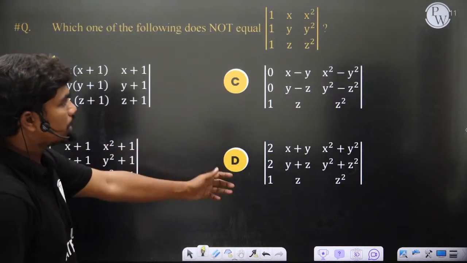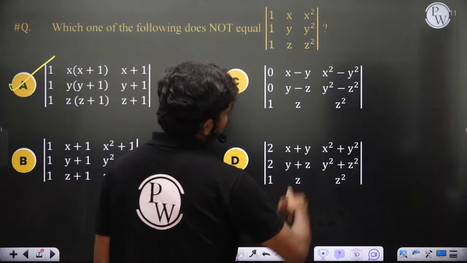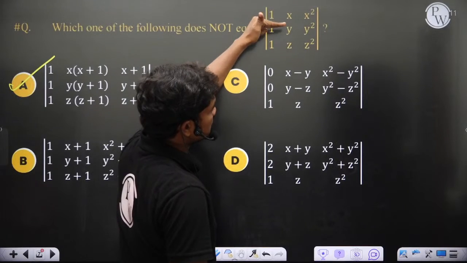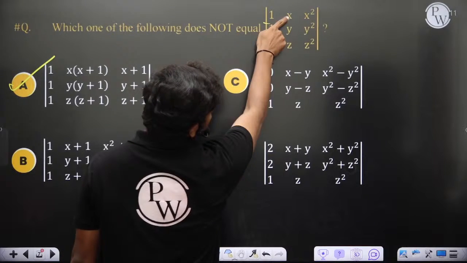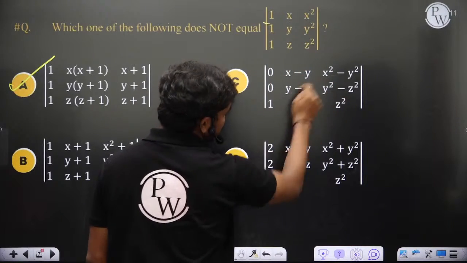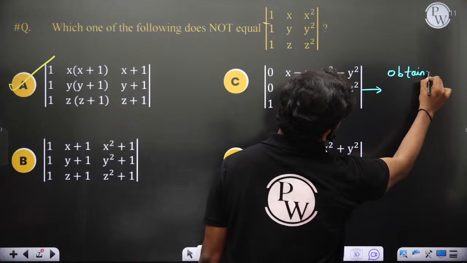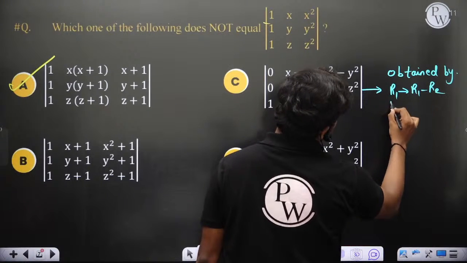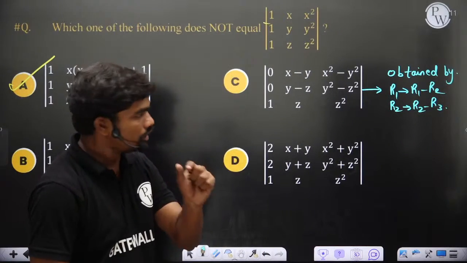Then if you check B, you can observe that 1, z, z square is as usual. Now if you apply these transformations, the first transformation they applied is R1 changes to R1 minus R2, and R2 changes to R2 minus R3. If you do these transformations, then these two elements become zeros. The first term becomes x minus y and the second becomes y minus z. This becomes x square minus y square and this is y square minus z square. So this matrix is obtained by R1 changes to R1 minus R2 and R2 changes to R2 minus R3. These are the transformations you have done in order to get this determinant.